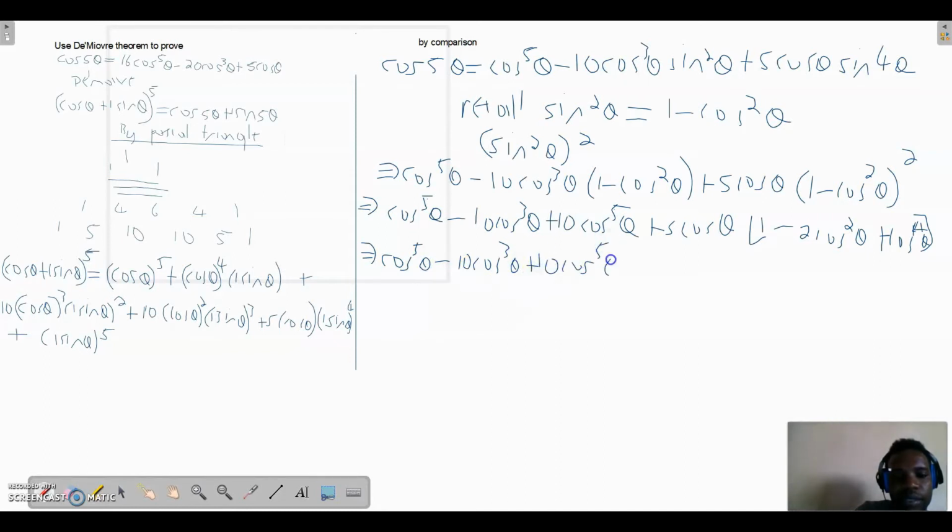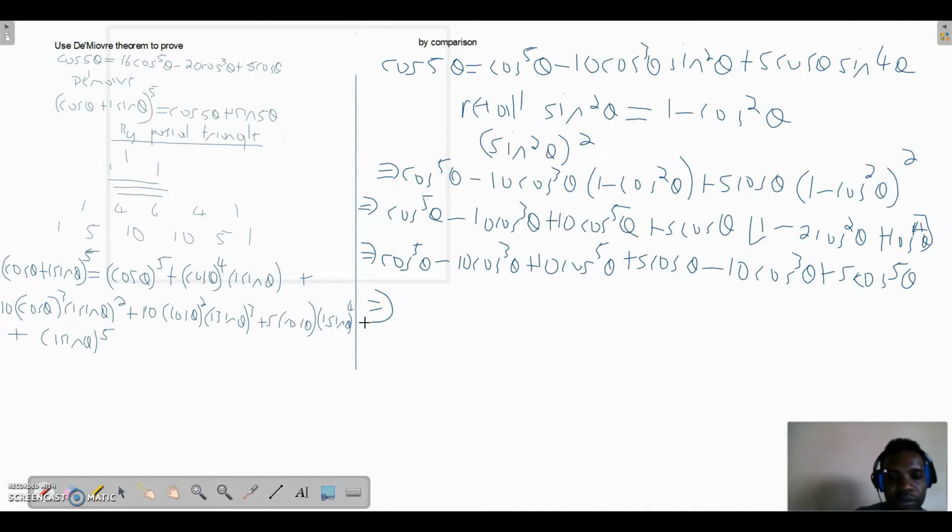Good. We're almost there. So this becomes cos to the 5th theta minus 10 cos cubed theta plus 10 cos to the 5th theta. And of course, I'm going to expand this entire bracket now. So I have 5 cos theta times 1, which would give me back 5 cos theta. 5 cos theta times negative 2 cos squared theta would give me minus 10 cos cubed theta. And then 5 cos theta times cos to the 4 theta would give me a positive 5 cos to the 5th theta.